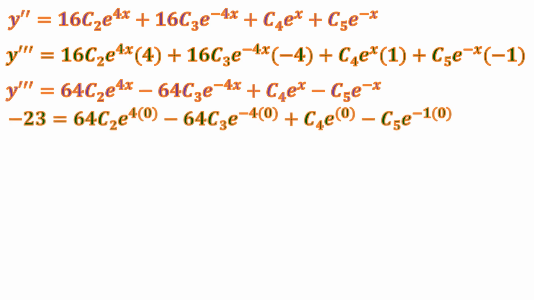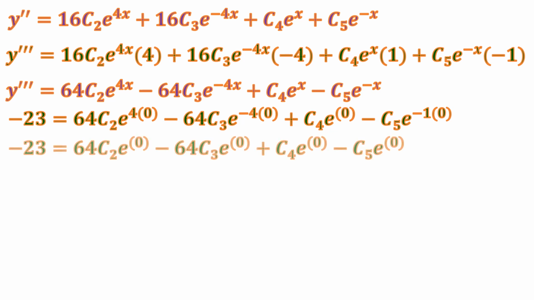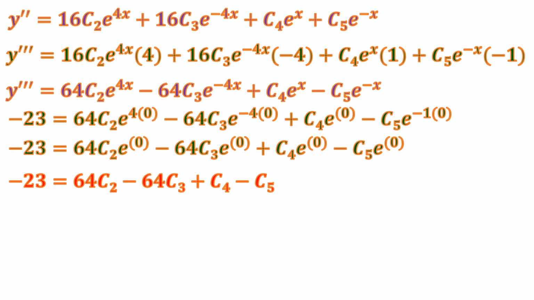Then let's substitute based on the given. If x is 0, then y triple prime is negative 23. That was the given initial value. So let's multiply the numbers by 0, which becomes 0, and then every e raised to the 0 becomes 1. So this is another equation that we need.